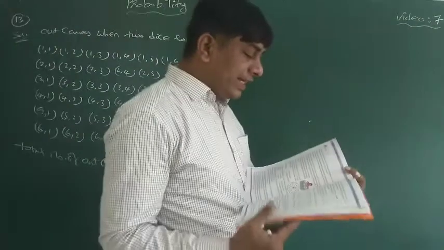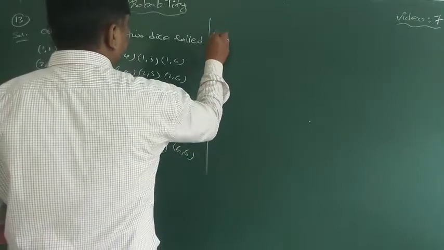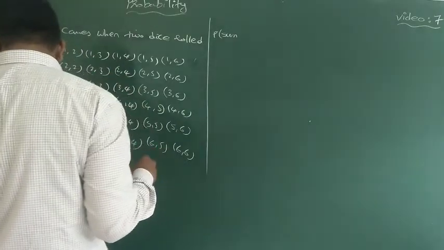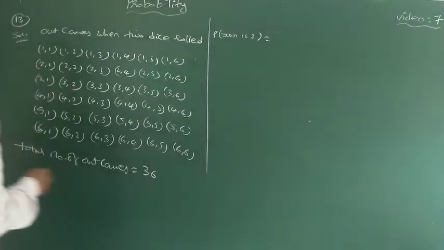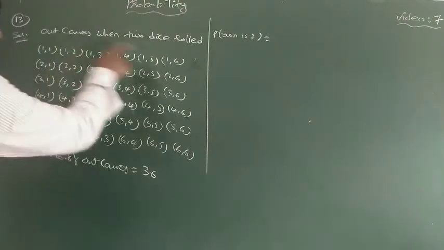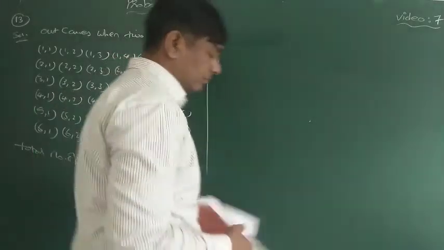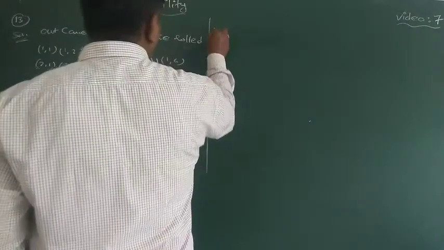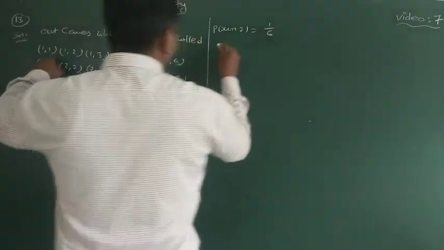Probability of the sum of the result being 2. Probability of the sum on the dice being 2. When you get 2 on two dice, the sum is 1 plus 1, 2. Probability of sum 2 is equal to 1 by 36.